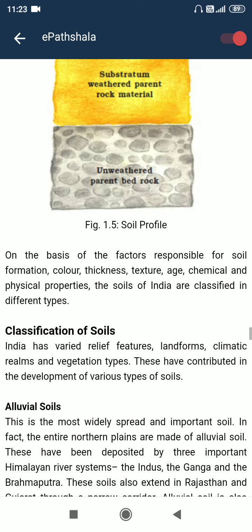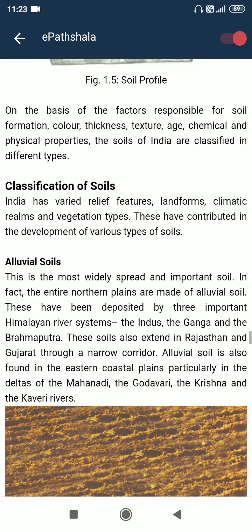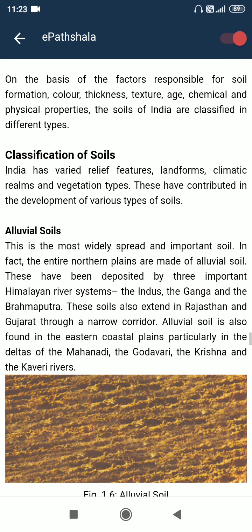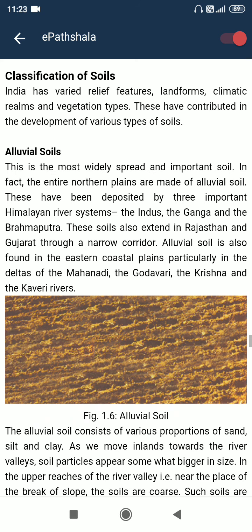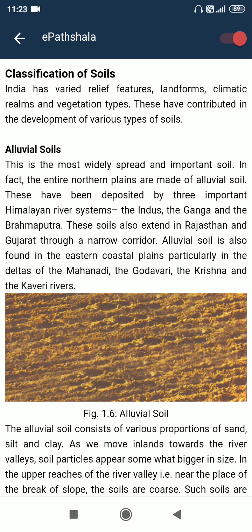On the basis of the factors responsible for soil formation, color, thickness, texture, age, chemical and physical properties, the soils of India are classified into different types. Classification of soil. India has varied relief features, landforms, climatic regimes, and vegetation types. These have contributed to the development of various types of soil.